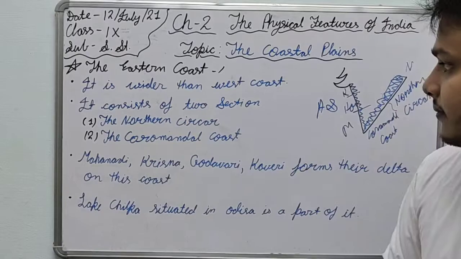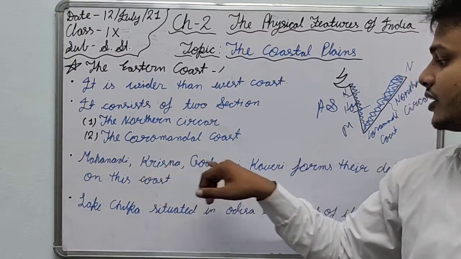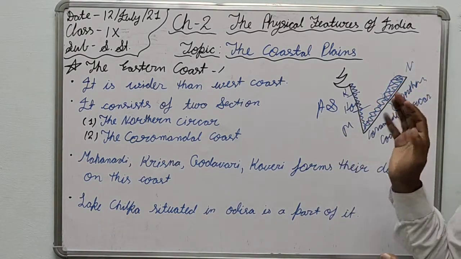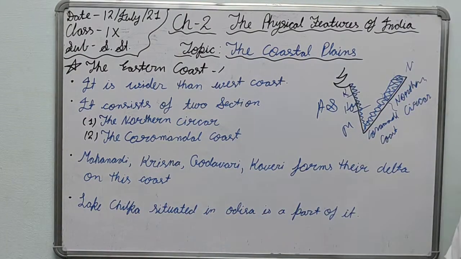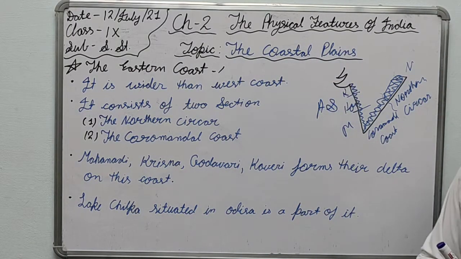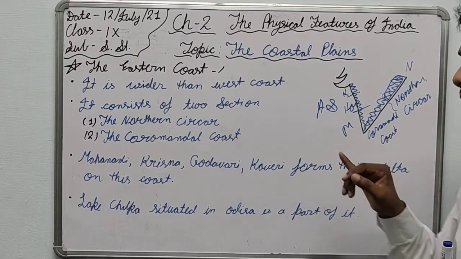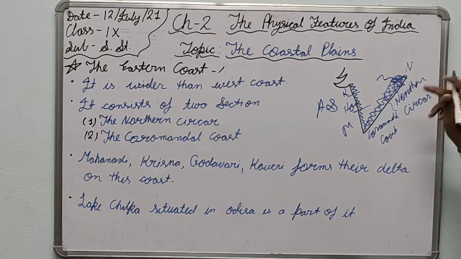And after that, look at this line. It is also very important that Mahanadi, Krishna, Godavari, Kaveri, these are four major rivers of the peninsular region of India, and they form their deltas on this coast. It is a very important line that these four major rivers of the peninsular region of India, Mahanadi, Krishna, Godavari and Kaveri, form their deltas on this coast. That means all these rivers flow in this direction, so they have made their deltas on this eastern coast of India.